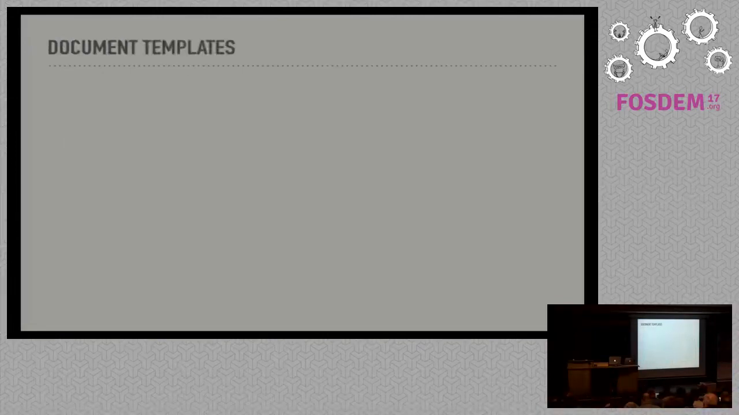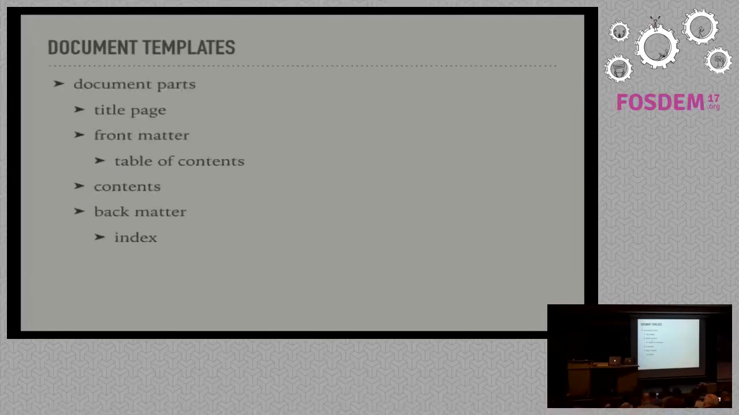Finally, we can also customize the look of the output document by using document templates. These determine which parts are part of a document. So typically there's a title page, front matter with table of contents and possibly other things. Then the actual contents of the document, and finally back matter with an index. So this is defined by the template.